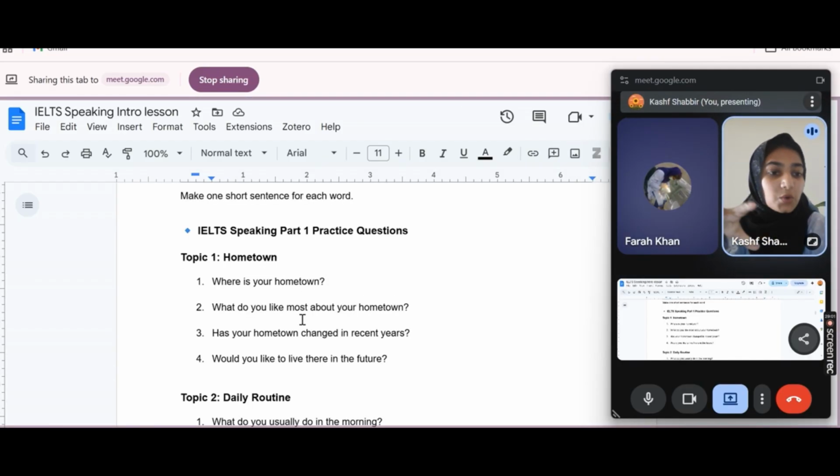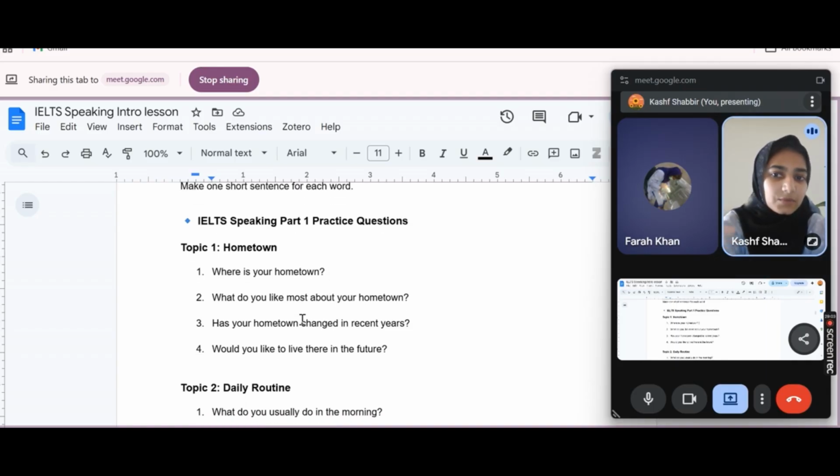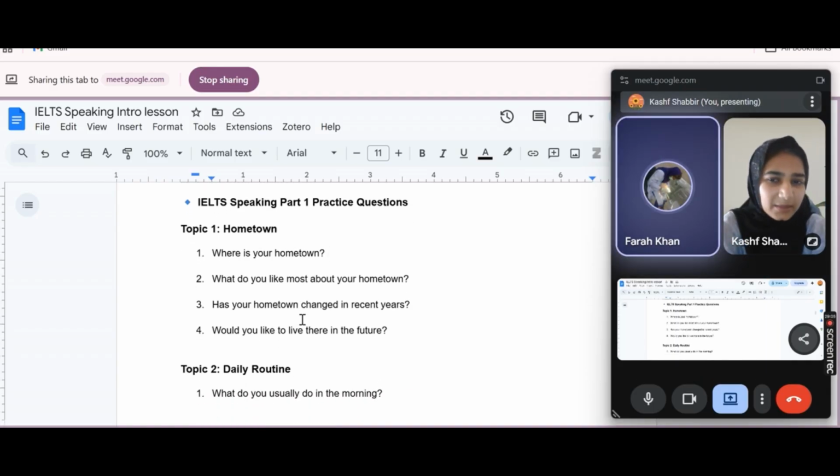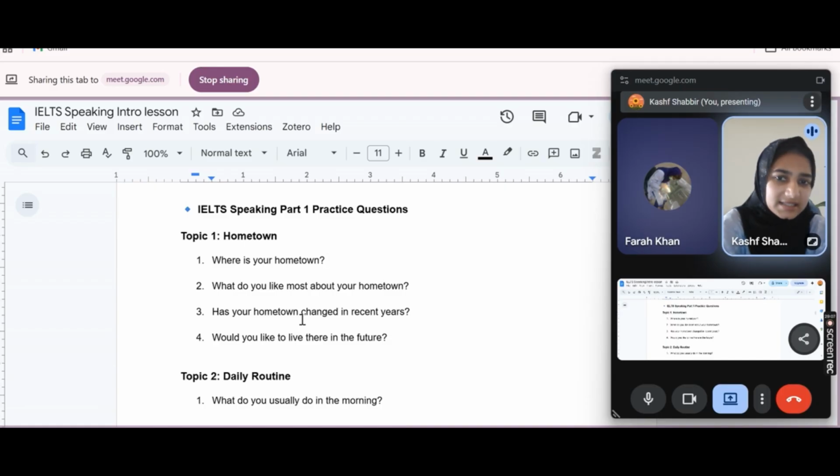So now in today's lesson, I am not giving you any feedback about the vocabulary or some complex grammatical structures. We can skip that for now because here we are focusing only on the organization of our answer and the fluency. Now, your next question is, what do you like the most about your hometown? Again, mention one or two reasons and explain them in one or two points.